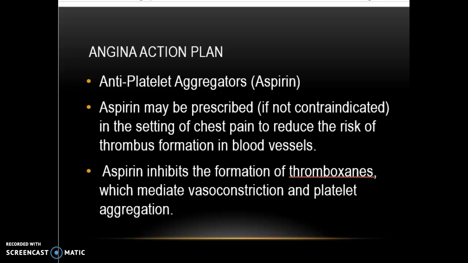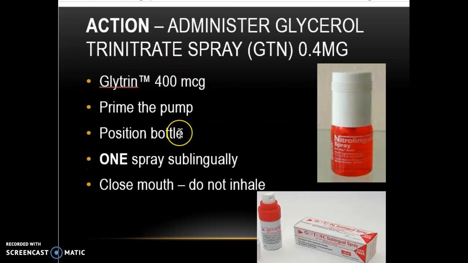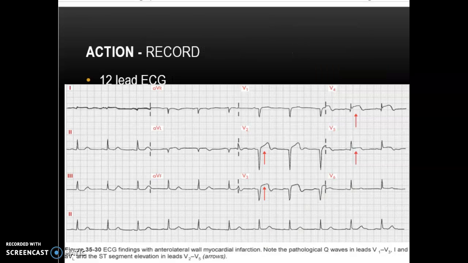Other medications that might be recommended are antiplatelet aggregators, such as aspirin. What these do is they reduce the formation of thromboxanes and prevent thrombus formation in the blood vessels. Sorry, just back to GTN spray. GTN spray is a class of medication called vasodilators. It works by relaxing the blood vessels so the heart does not have to pump so hard. We would also do a recording, a 12-lead ECG recording.